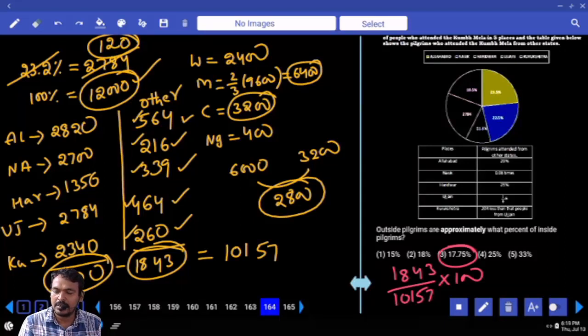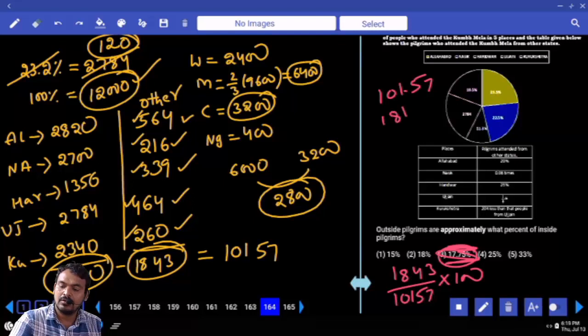Approximately what percentage of the inside value? What is the 1%? 101.57. If you require 18%, 18 into 101, it will be 18. Means it is more than 18%, but nearby 18%. What is the answer? 18%.